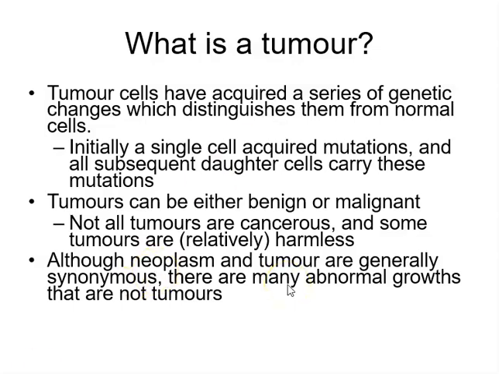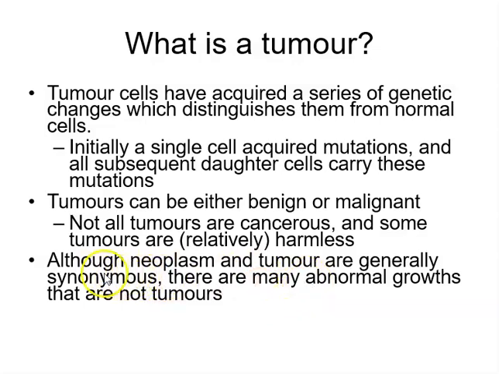So within a single tumour, initially one single cell acquired a particular mutation, and then subsequently another mutation and another mutation that resulted in that cell having uncontrolled proliferation and inability to undergo cell death when it should do. And then subsequent daughter cells all carry these same mutations. Tumours can be benign or malignant. Lots of tumours are benign, that means they are non-cancerous. Some tumours are relatively harmless.